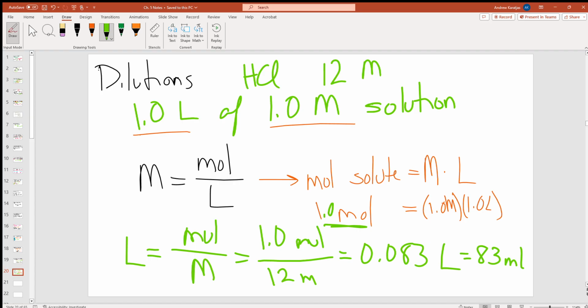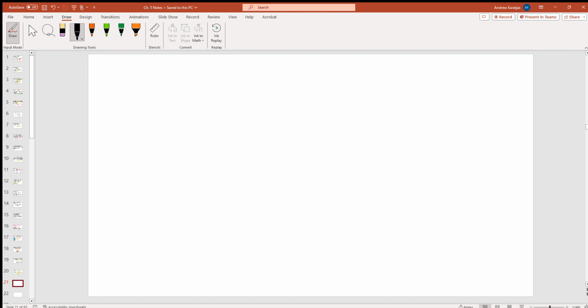Now you can always solve it in this way, but we can simplify everything we just said for dilutions into the following equation. M1 V1 equals M2 V2. And that's because we're keeping the same number of moles during the dilution. We're just changing the volume so that we can influence how concentrated the solution is.